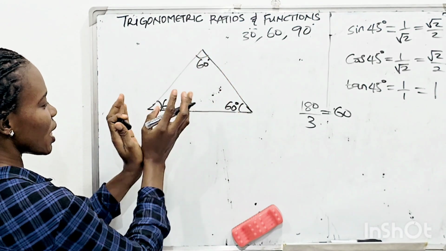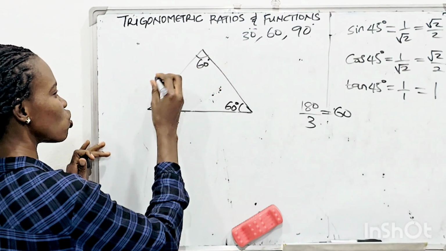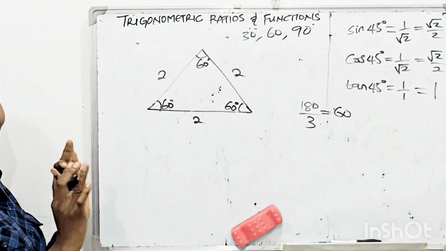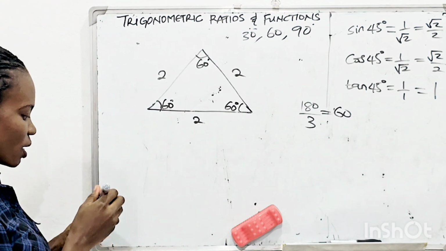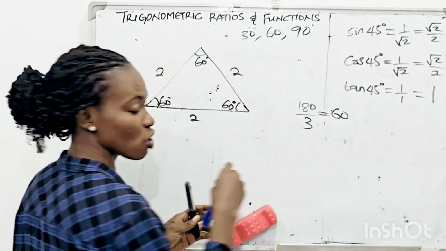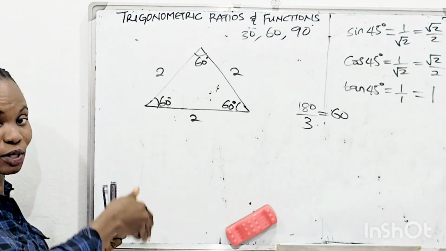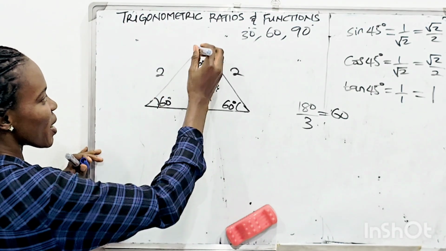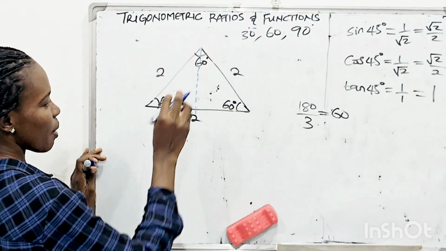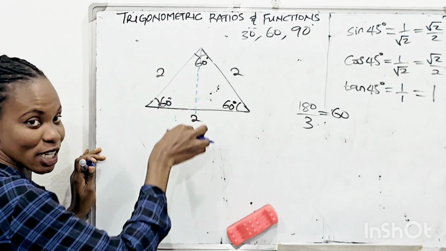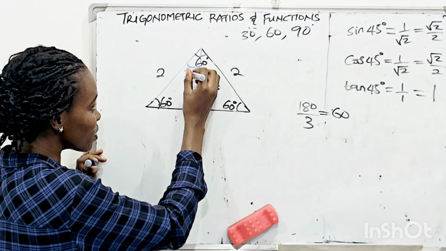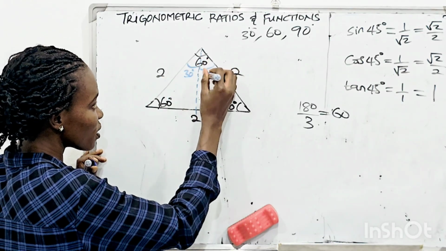And if we do that, let's assume the sides to be 2. We assume the length to be 2. Now, if I bisect this, bisection means to divide something into 2 equal parts. So if I bisect this triangle, I'm going to have here, because it's a bisection, I divided this one into 2 equal parts. So here will be what? 30 degrees. And here too will be 30 degrees.